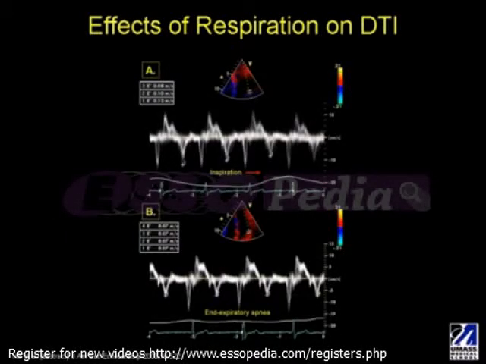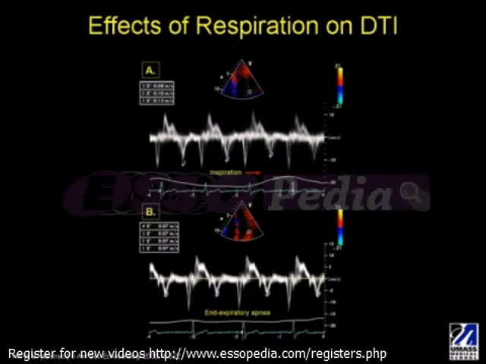What about the effects of respiration on the DTI waveforms? Preliminary work from our laboratory reported significant differences in the E prime velocity during different phases of the cardiac cycle. Above in panel A, the DTI waveform was recorded at the lateral annulus during normal respiration, and as you can see, there's a respirometer just above the EKG signal.